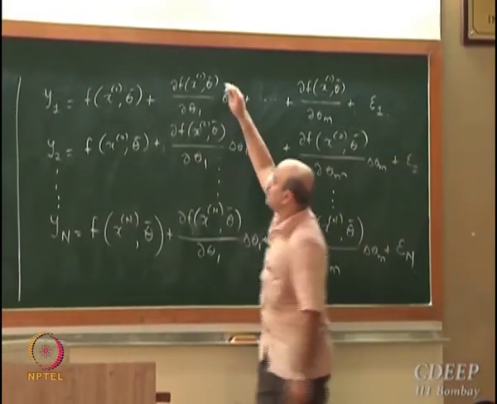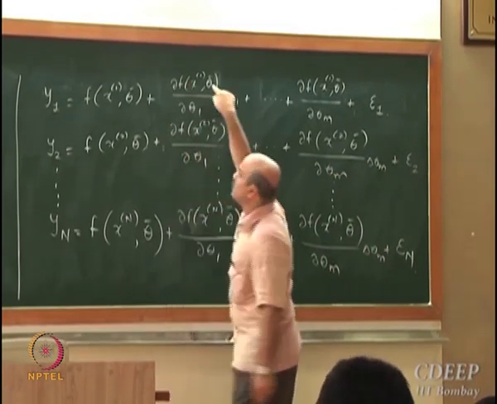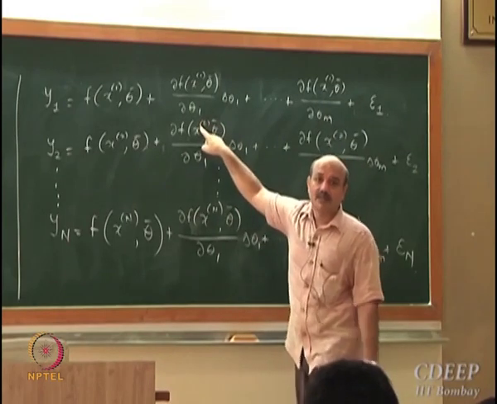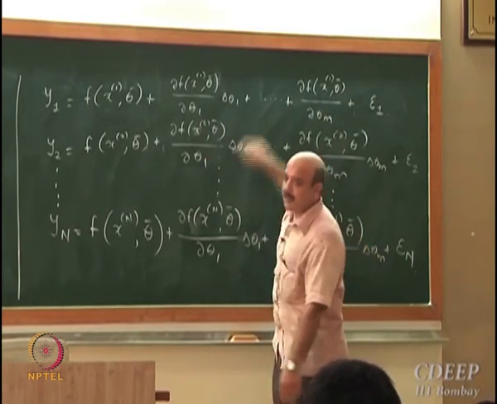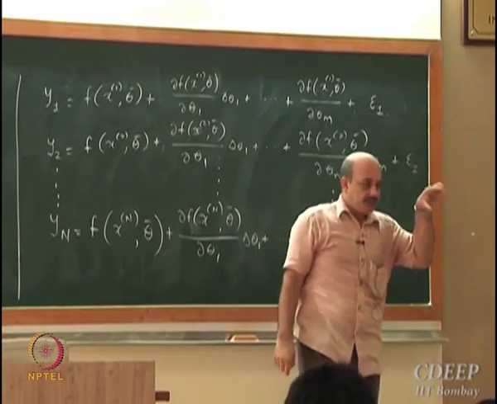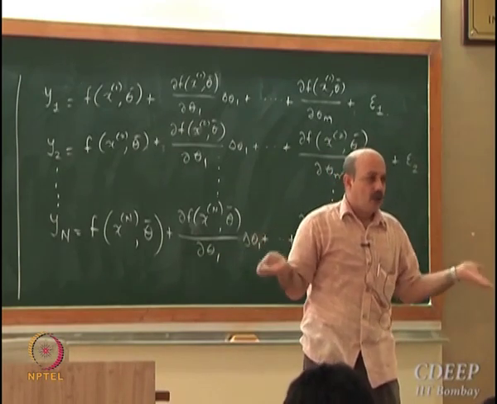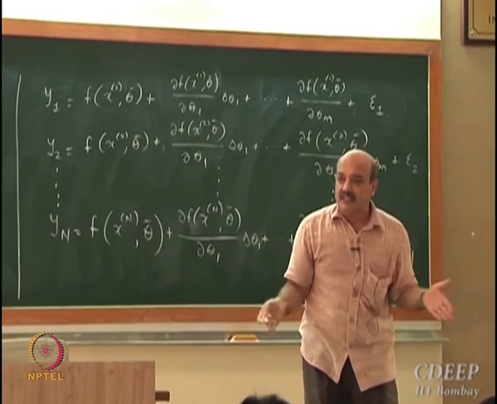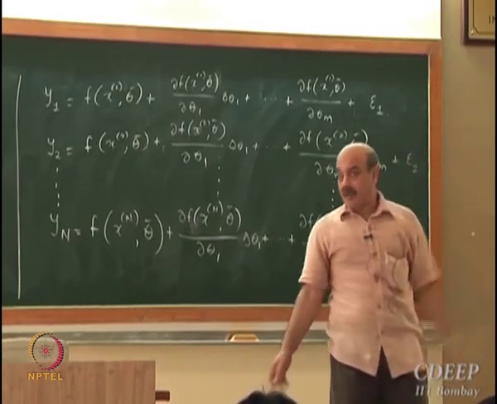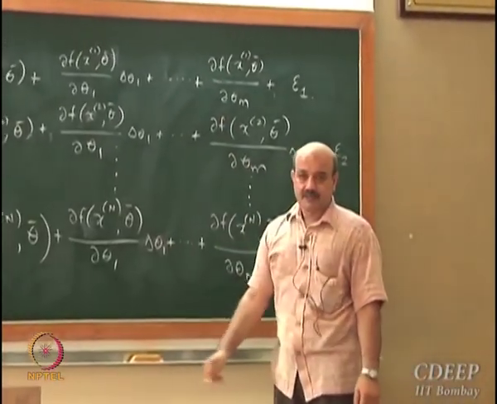These are partial derivatives computed at x1, theta bar. This partial derivative is computed at x2, theta bar, and so on. So at each data point, you are linearizing the nonlinear equation using Taylor series approximation, ignoring the terms higher than the second order, and getting this transformed linear equation.